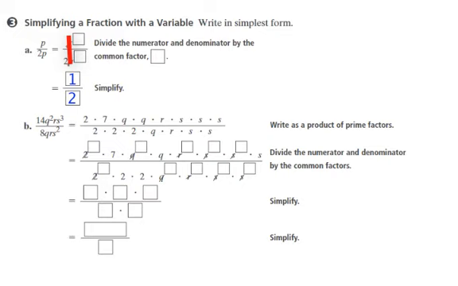We can cross out the 2's on the top and the bottom. We can cross out a Q on the top and the bottom. We can cross out an R on the top and the bottom. We can cross out two S's on the top and two S's on the bottom. So you're crossing out things that are both on the top and the bottom. That leaves us with 7 times Q times S on the top and 2 times 2 on the bottom. So the final answer is 7QS over 4.